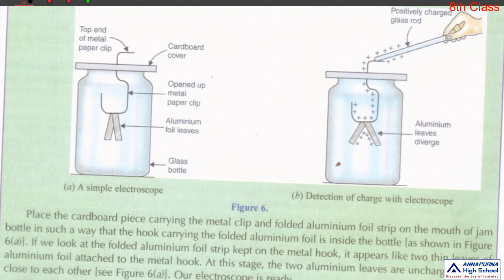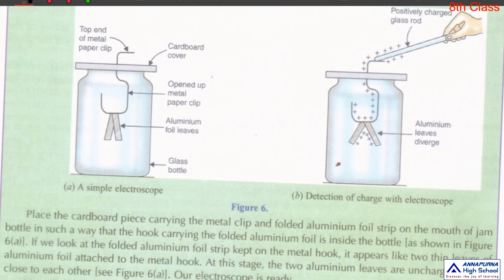Not only a glass rod, any charged body can be taken. If the charged body is placed on the top of the metal clip, then these two are diverged. What is happening? That means some charge resides on the body which is placed on the metal clip. If they are not diverged, then it is not a charged body. If they are diverged, then it is a charged body. Like that, we detect the presence of charge by using this electroscope.